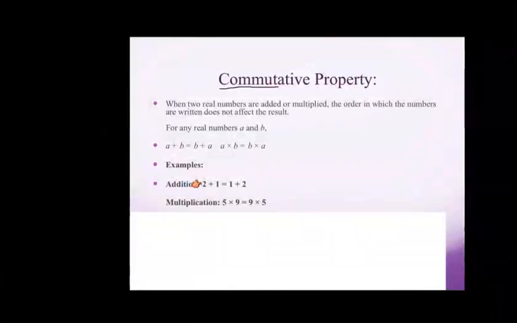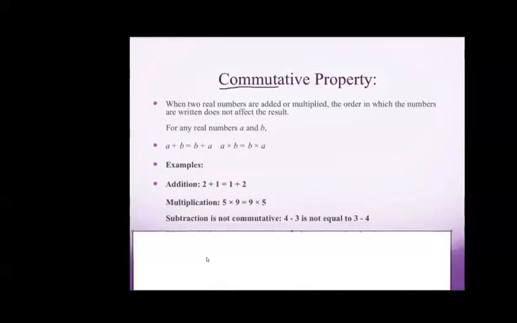Whether I take 2 plus 1 or I take 1 plus 2, I'm going to get the same result. This is the commutative property. They're in that same community, they're just moving around. Multiplication, 5 times 9 and 9 times 5 are also commutative. They're going to give you the same answer.